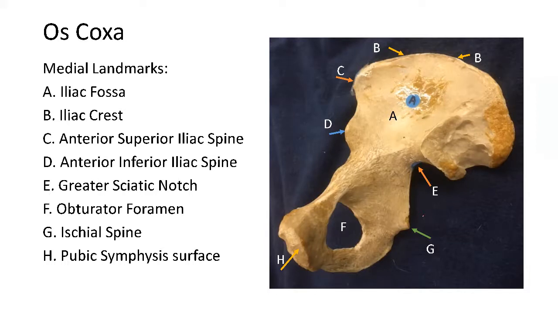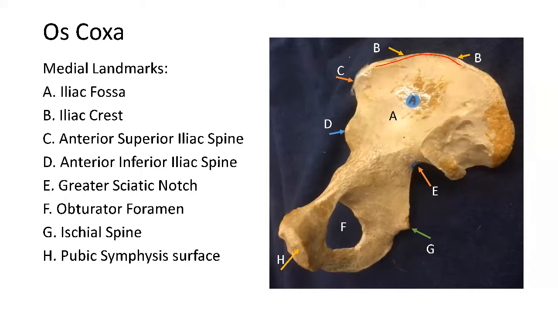So if I'm looking at this medial view, what do I have for landmarks? It's actually labeled on the bone with a sticker, the iliac fossa. This is the origin of iliacus. It's the bowl-like structure. The iliac crest runs across the top. This is what you put your hands on. If you put your hands on your hips, you are putting your hands on your very own iliac crest.